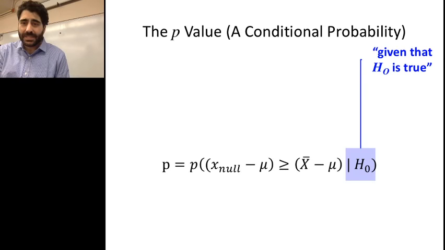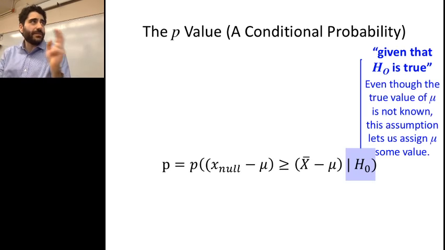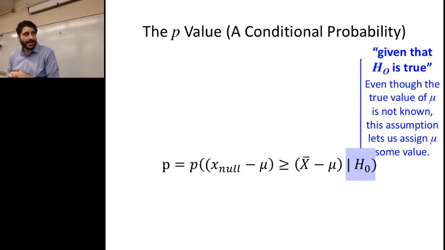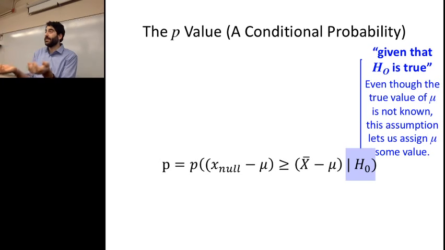So again, the pieces of this: this is the given that the null hypothesis is true. And so we don't actually know what the population mean is here. What we're doing with this p-value is making the assumption that the population mean is our null hypothesis. That's the way we're able to figure out this sampling distribution: we're conditioning on the null hypothesis being true, and that's going to let us write down what the sampling distribution is.